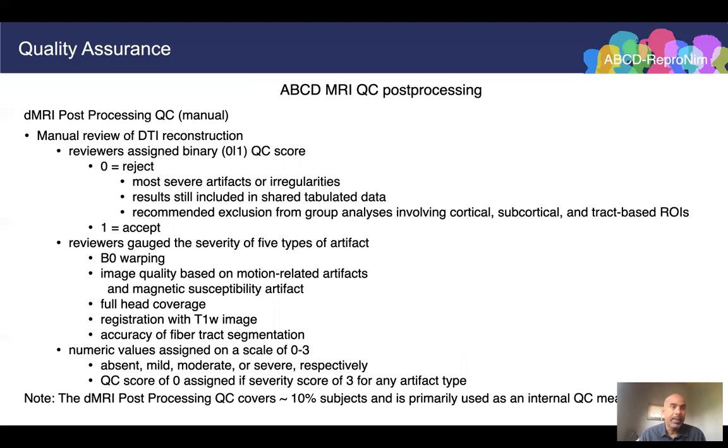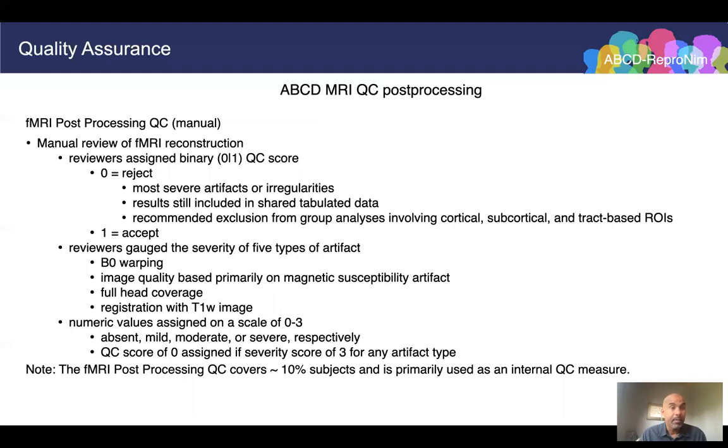So for diffusion, for manual QC, again, reviewers assign a binary score for severe artifacts and irregularities. Then reviewers gauge the severity of five types of artifacts and give a score of 0 to 3, similar to FreeSurfer. And again, a QC score of 0 is assigned if the severity score is 3 for any type of artifact. For fMRI, the same story: a binary score, 0 or 1. Several types of artifacts are viewed, similarly giving numeric values of 0 to 3, and the scan is rejected if the severity score of any of these measurements is a 3.